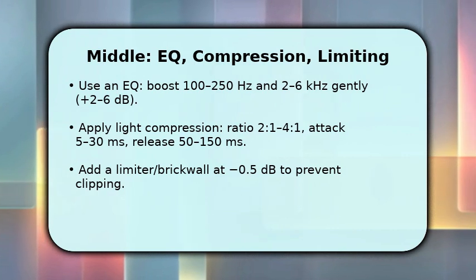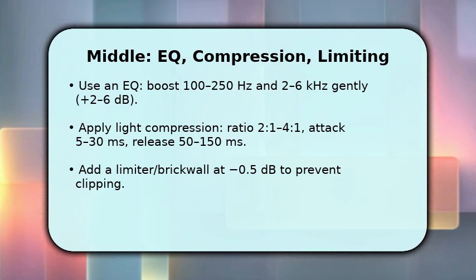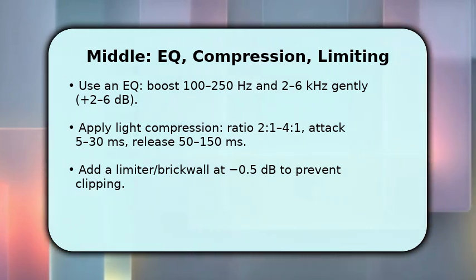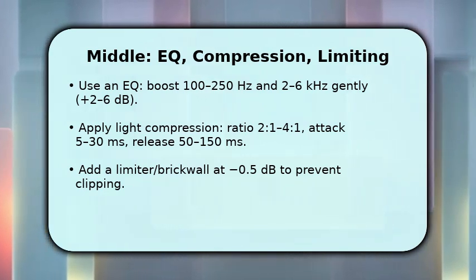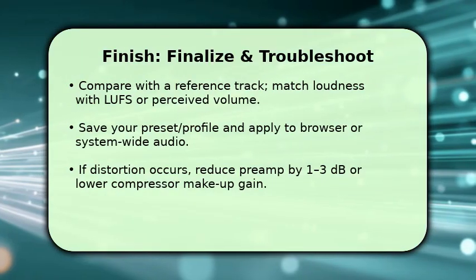Then add a compressor to reduce peaks. Set a mild ratio like 2 to 4 to 1, moderate attack, and medium release so transient detail remains. Finally, place a limiter or brick wall at about -0.5 dB. This ensures peak finish by A/B testing.